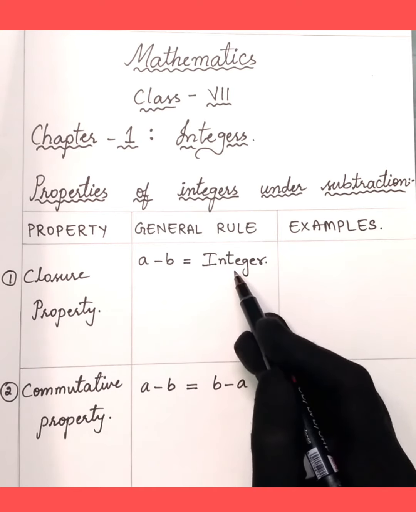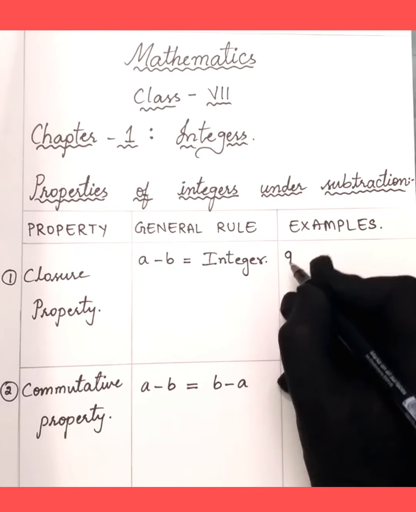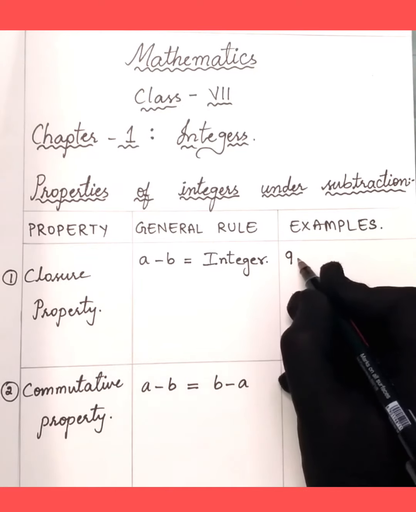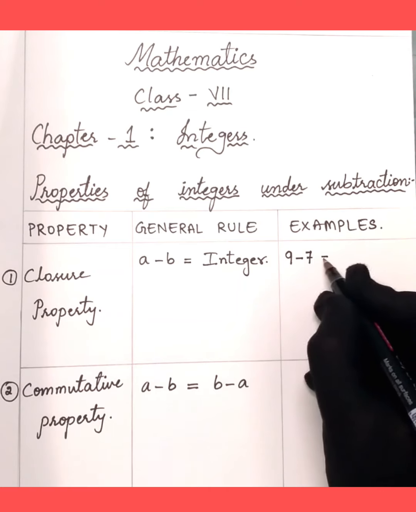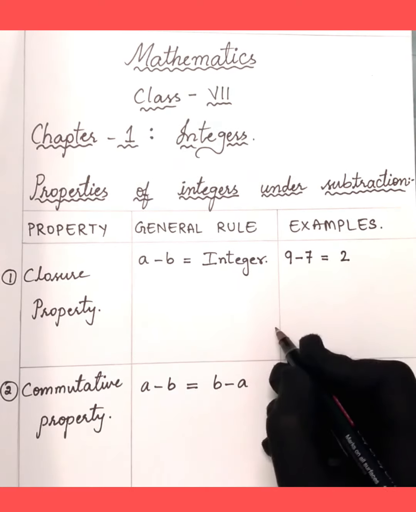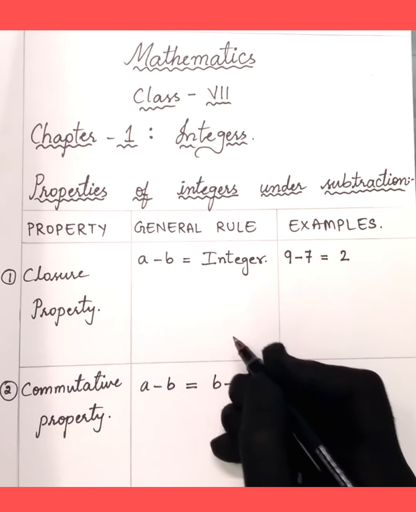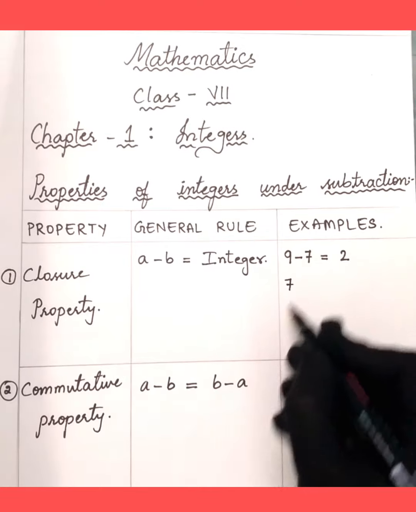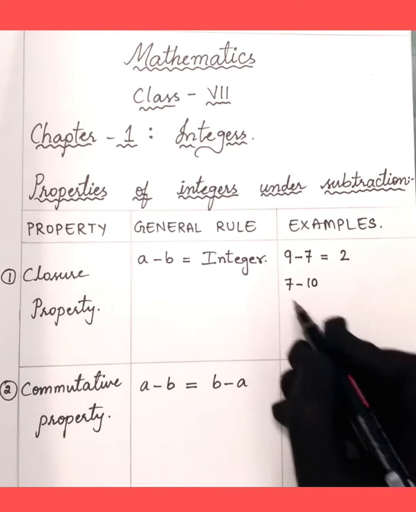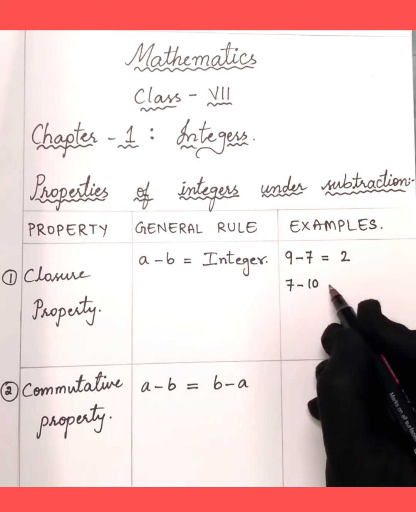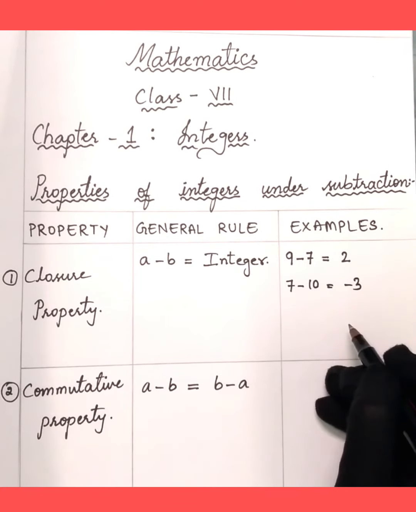Let us understand this with an example. Suppose a is 9 and b is 7. When we subtract these two integers, what do we get? We get 2, and 2 is also an integer. Let us take another example. 7 is an integer and 10 is also an integer. When you subtract these two integers, we get -3. -3 is also an integer.